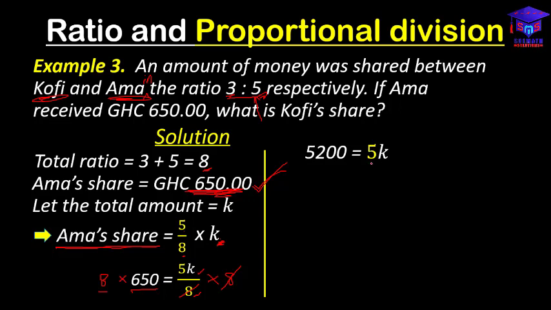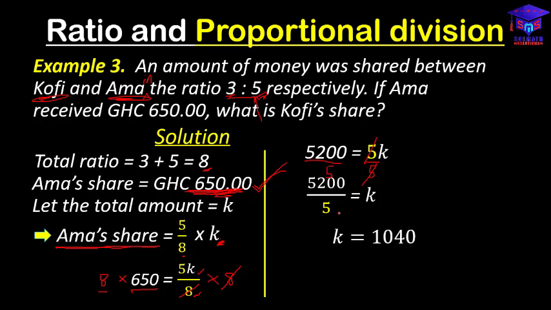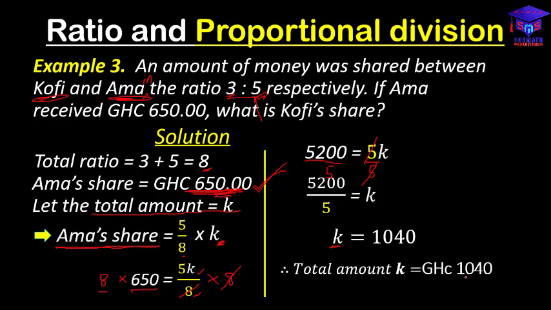Now we are looking for what? K. So we divide both sides by what? 5. And then divide this side too by what? 5. So that this 5 will cancel this 5. So we have k is equal to 5,200 divided by 5. And if you simplify this, you're going to get k to be equal to 1040. Good. So therefore, the total amount that is shared is 1,040 Ghana cedis.